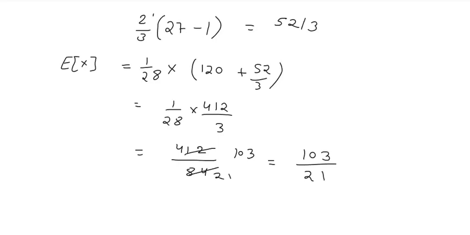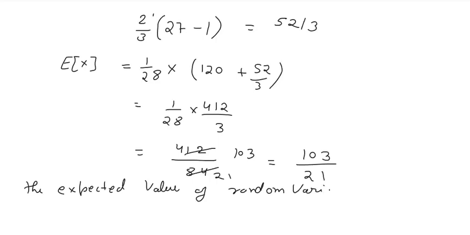So the expected value of the random variable is 103 upon 21. This is our final answer.